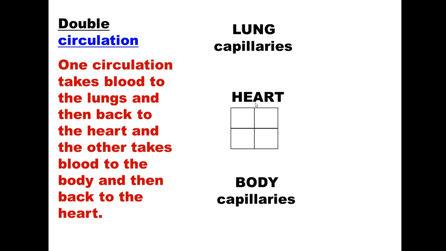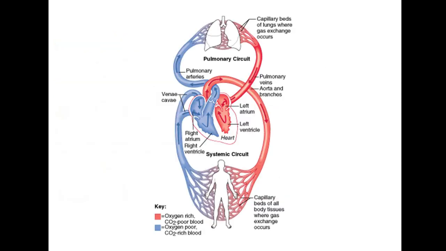So we said before, it's called double circulation because it takes one loop to the lungs and back, and then the heart does another loop, goes back to the heart and does another loop to the body, capillaries and back. And that is it.